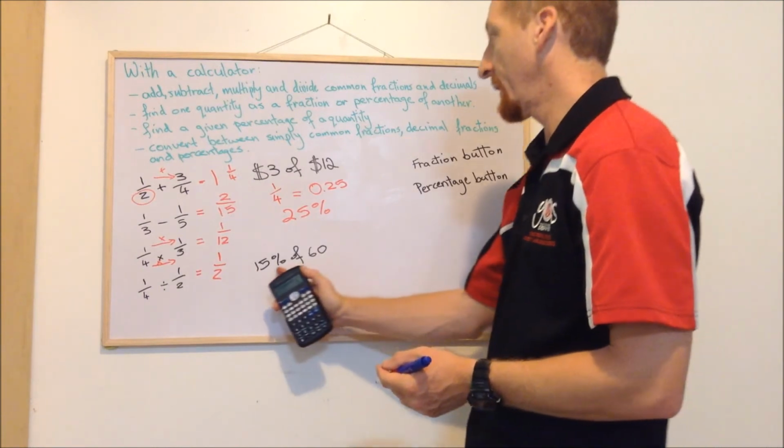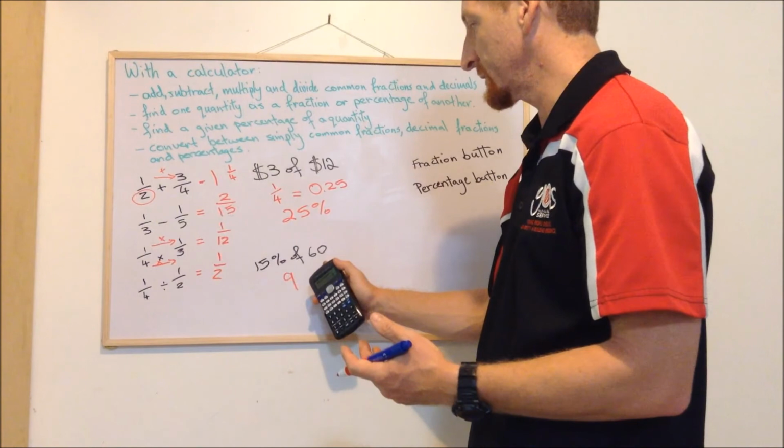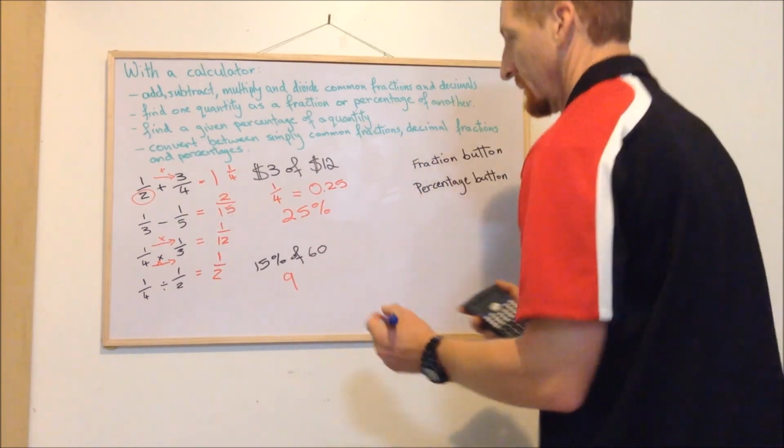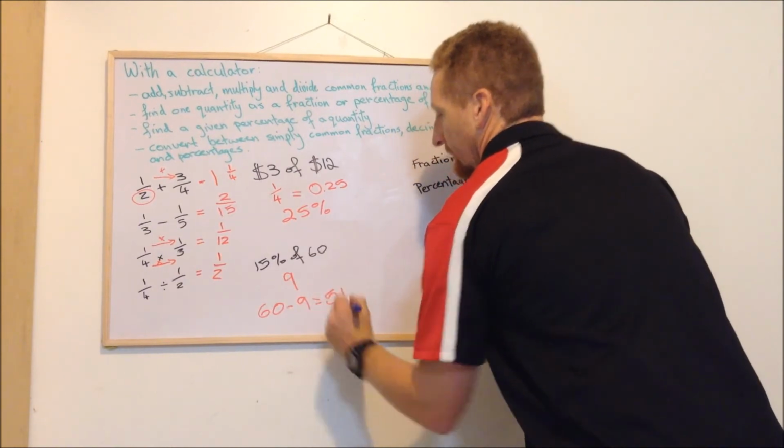Okay, so that's finding a given percentage of the quantity. So when it's on sale, 15% off $60, you would save $9. So then to find out how much you'd actually spend, you simply subtract that off.